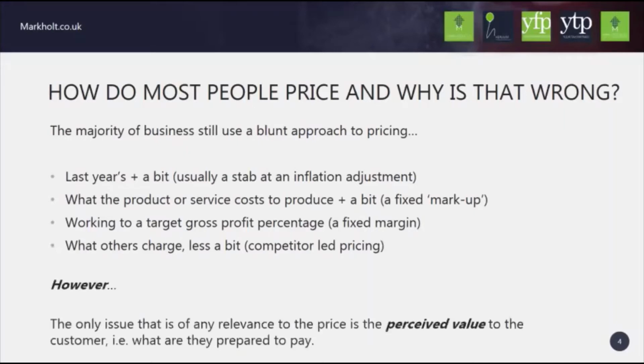However, the problem really is that that has no relevance. None of those calculations have any relevance to the customer's perception of value. What is the customer prepared to pay? And that's a key concept we're going to whiz through as we go through some of these sessions now and maybe later ones in the future, is talking about value and the customer's perception of value.